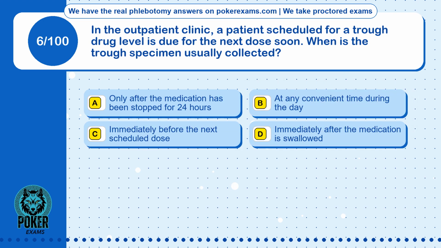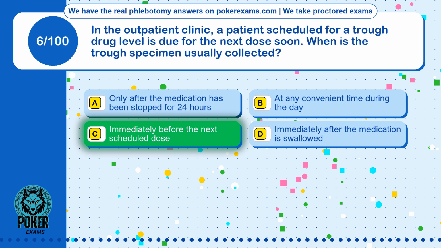Question 6. In the outpatient clinic, a patient scheduled for a trough drug level is due for the next dose soon. When is the trough specimen usually collected? Option A. Only after the medication has been stopped for 24 hours. Option B. At any convenient time during the day. Option C. Immediately before the next scheduled dose. Option D. Immediately after the medication is swallowed.